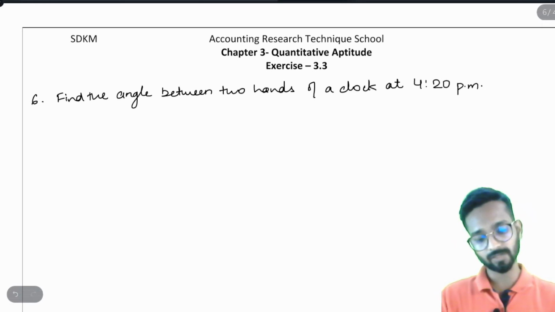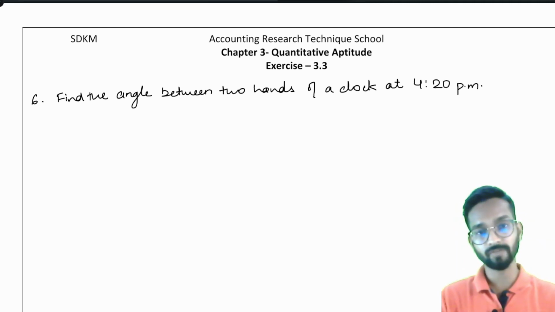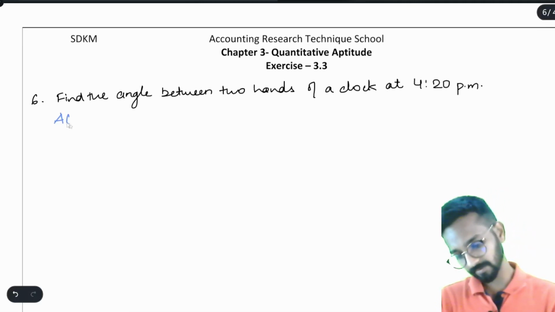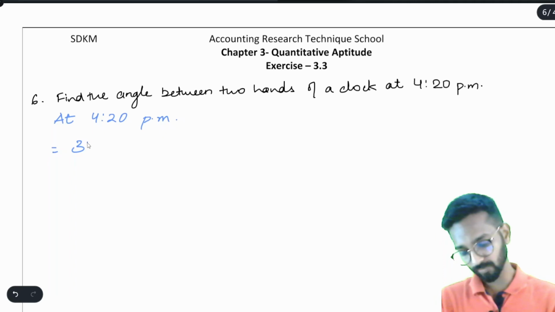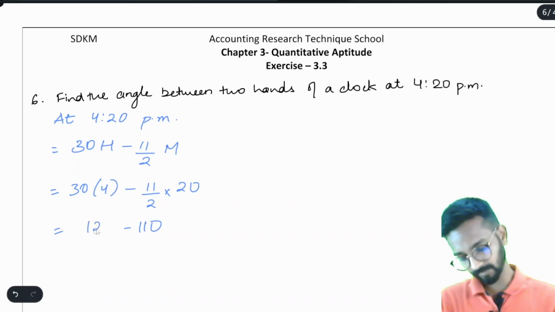Find the angle between two hands of a clock at 4:20 pm. For this, in the previous video we have already found an equation. We have written in our points how we will find the answers for questions like this. At 4:20 pm you can directly put the formula 30h minus 11 by 2 m. So, hours is how much? 4 hours, minus 11 by 2 into minutes, how much? 20. It will be 10, 110, 120. It means 10 degrees is our answer.